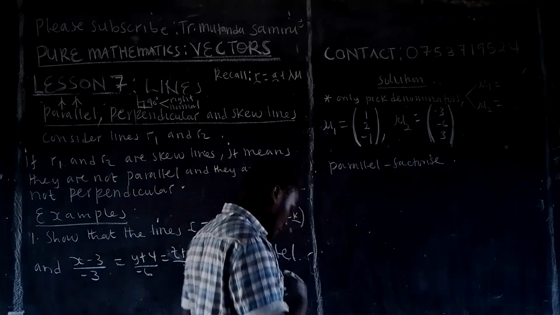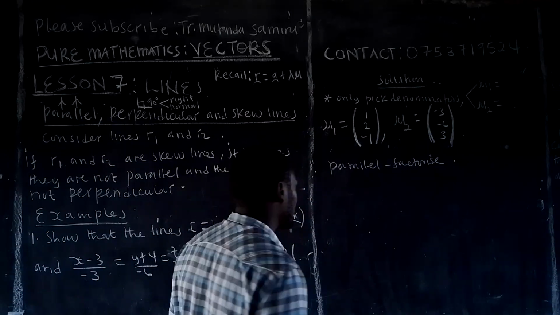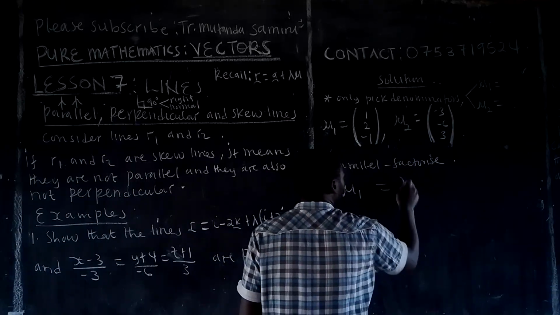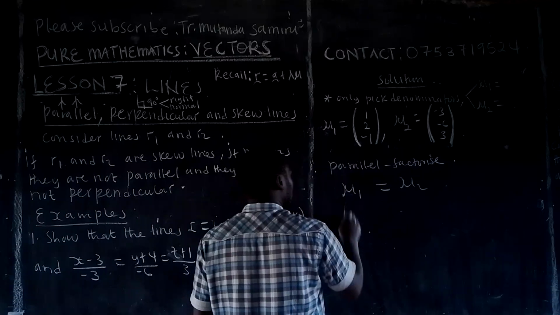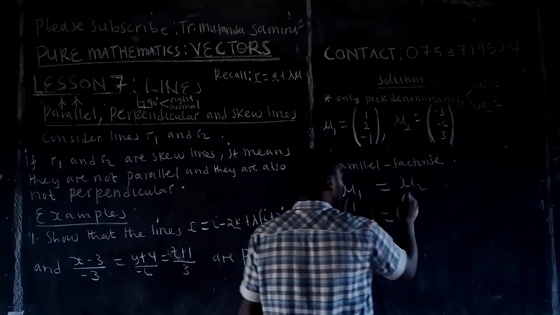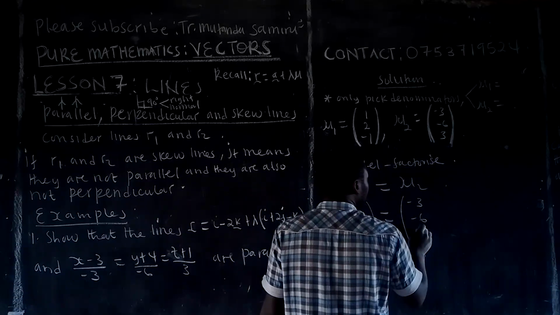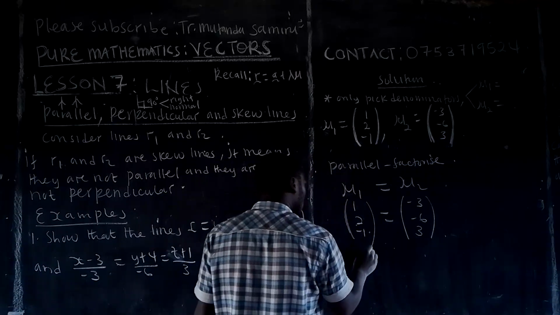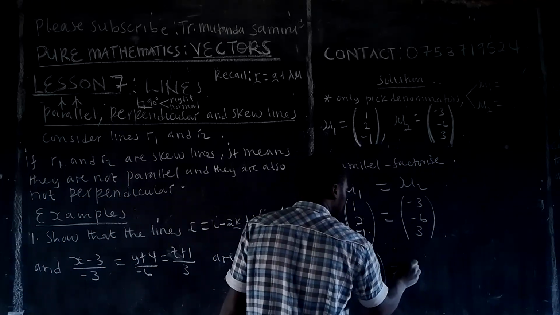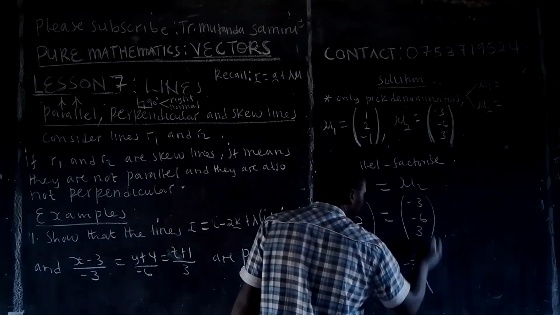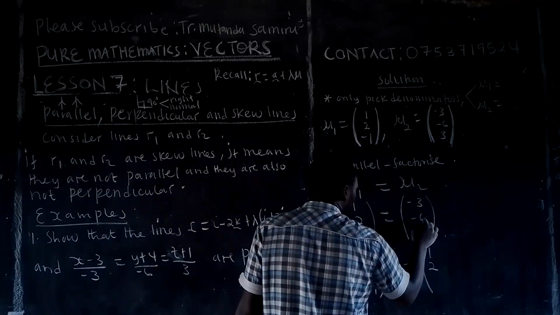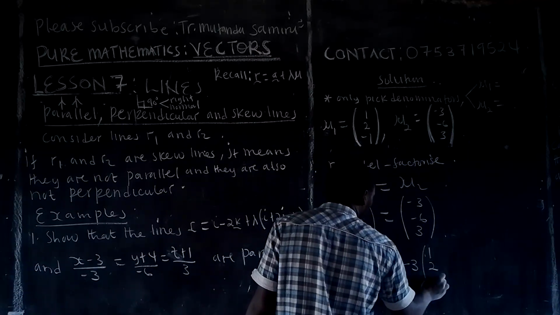Now you realize that what happens here is you can also cross, but crossing may waste our time. So I will say that u1 is also equal to u2. Now u1 is 1, 2, negative 1 equals negative 3, negative 6, 3. Very good. Is there a common factor anywhere? The common factor is negative 3. Negative 3 divided by 3 will be 1. Negative 6 divided by negative 3 will be 2. Rather 3 divided by negative 3 will be negative 1.